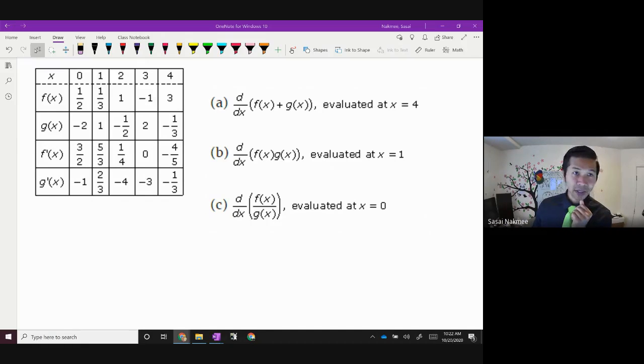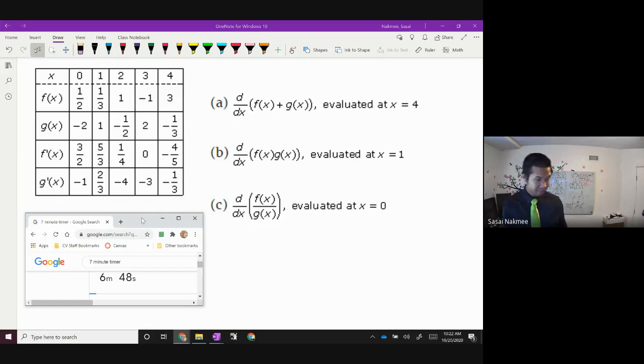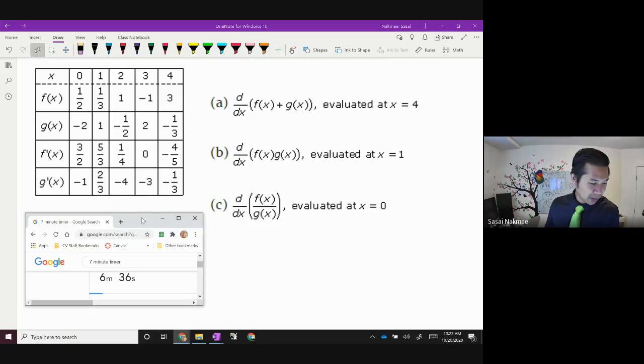I'll be taking a look at your work right here. So give me a second here. Let's go 7-minute timer. You can do the work on the Pear Deck. You can do the work on the side and then put the answers on the Pear Deck. That works as well. I just want to see where you guys are at.